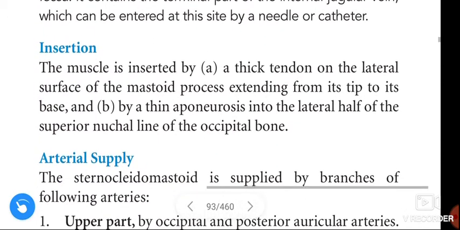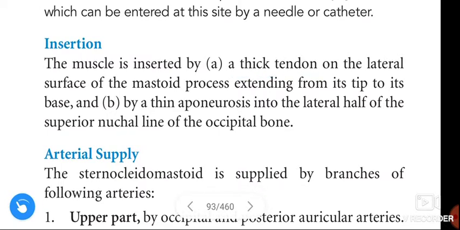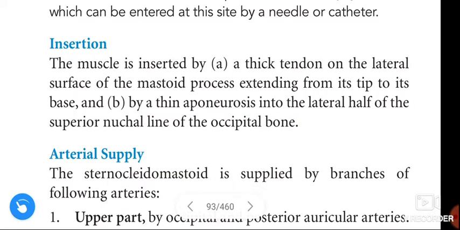Next, coming to the insertion of sternocleidomastoid muscle. The muscle is inserted by a thick tendon on the lateral surface of the mastoid process, extending from its tip to its base, and by a thin aponeurosis into the lateral half of the superior nuchal line of the occipital bone.